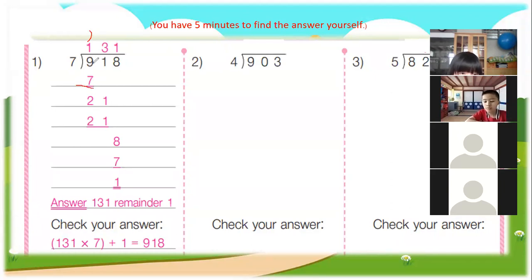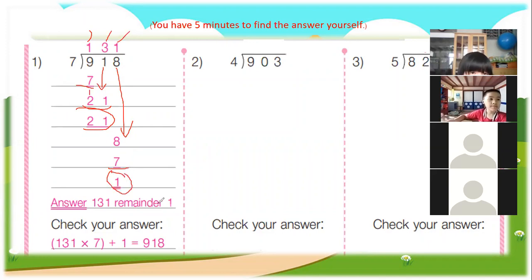Now from 9 we will subtract 7, so we have 2. As 2 is lesser than the divisor, we're going to bring down 1 from the 10th place. So now we have a total of 21 tens. Now 7 multiplied by 3 is equal to 21. Now come down to the 1 place, where we have 8. 7 multiplied by 1 is equal to 7. Now 8 minus 7 is equal to 1.